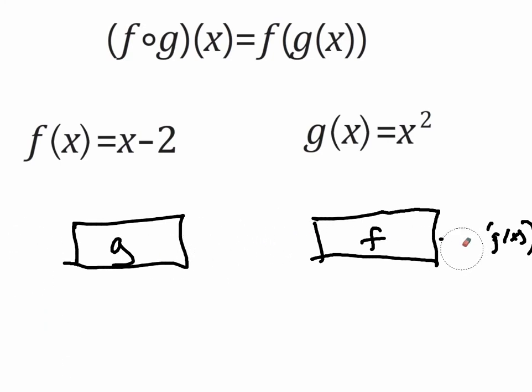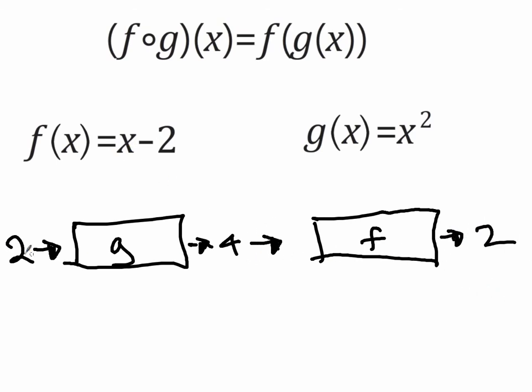So what f does is it's a function that subtracts 2 from whatever you put into it. And g is a function that squares whatever you put into it. So let's put 2 into g. G squares things, so 4 comes out. Now we're going to take 4 and we're going to put it into f. And what does f do? It subtracts 2 from whatever you put in. So what comes out of f is 2. So when you plug 2 into g, out comes 4. You plug 4 into f, and out comes 2.